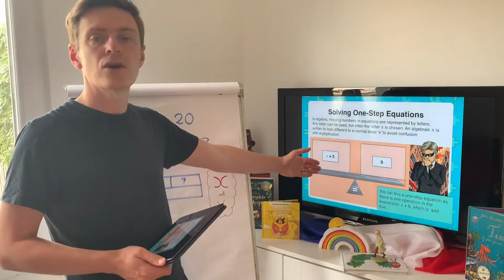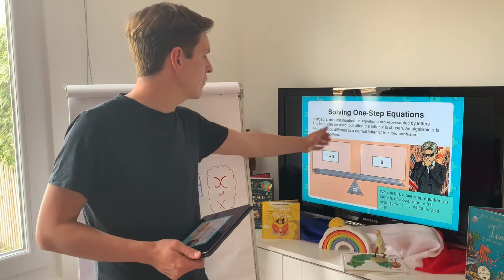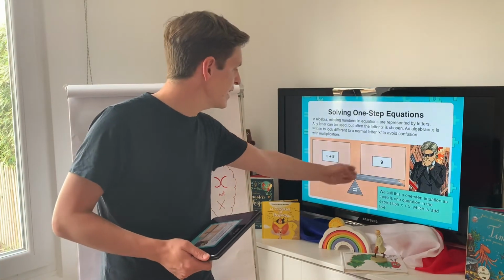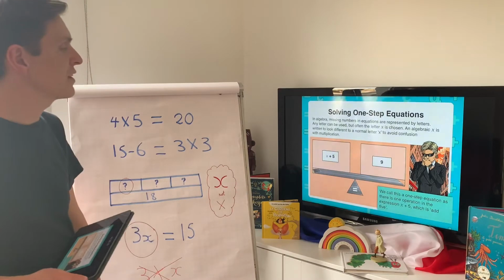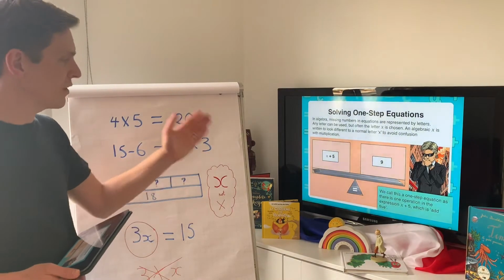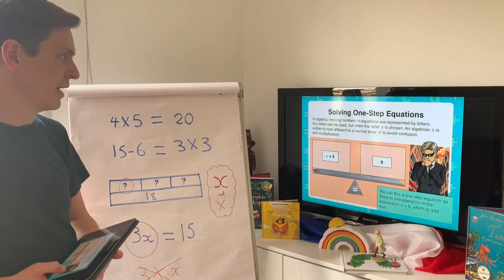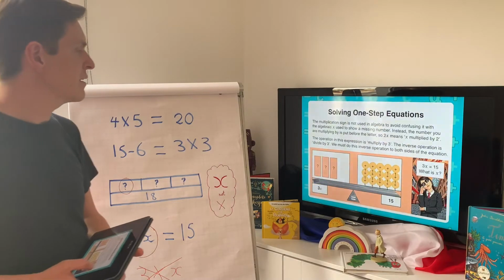It's a one-step equation. I've got 9 and I've got x plus 5. So all I do is simply take away the 5 from the 9 to give me an answer of 4, because 4 plus 5 equals 9. Okay, easy. Let's have a look at another one.